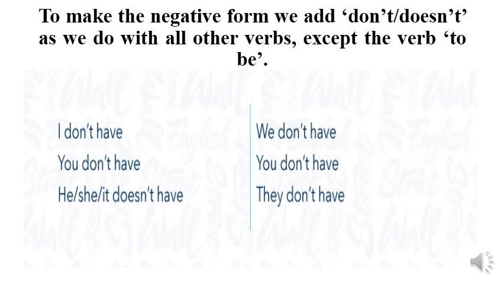When making the negative form of the verb to have, you just add either don't or doesn't, as you do with all the other verbs except the verb to be. So when we refer to the singular form, we say I don't have, you don't have, he doesn't have, she doesn't have, or it doesn't have. When referring to the plural form, you say we don't have, you don't have, or they don't have.